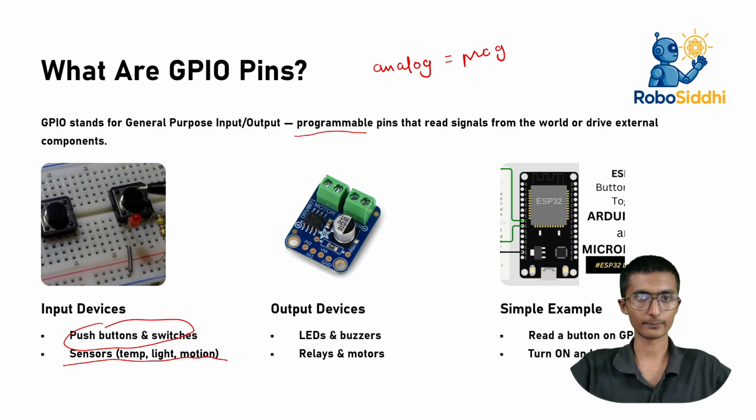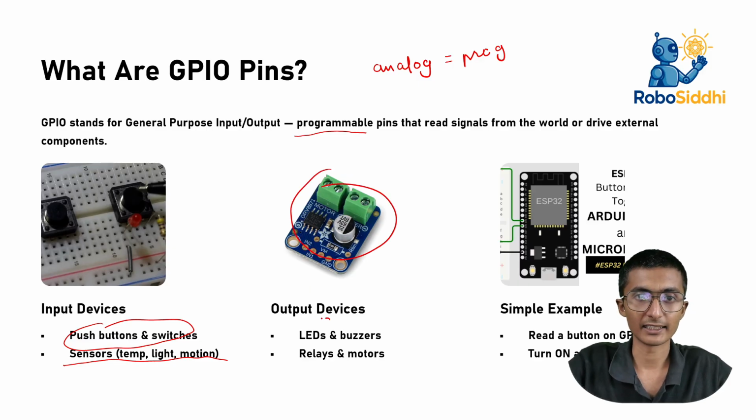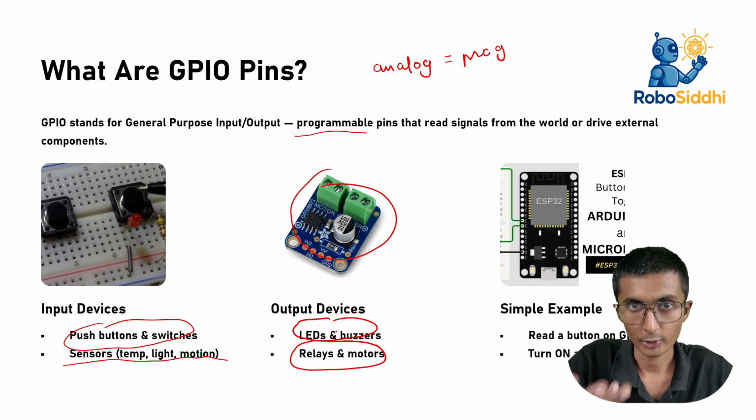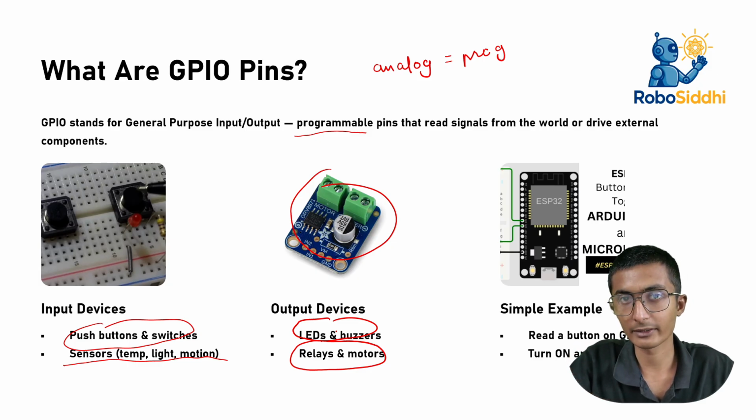Input devices are there. Then we have output devices such as motor controllers, right? This is a motor controller. This is used to control a motor. LEDs, buzzers, relays or motors. So that's what we have written here. Output devices are such as motors and LEDs that are going to show us some output, some movement, or give us some light, right? Those are basically called output devices.